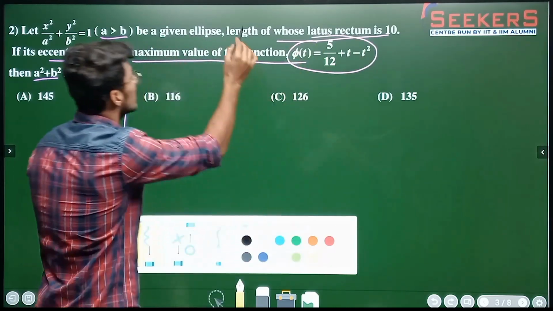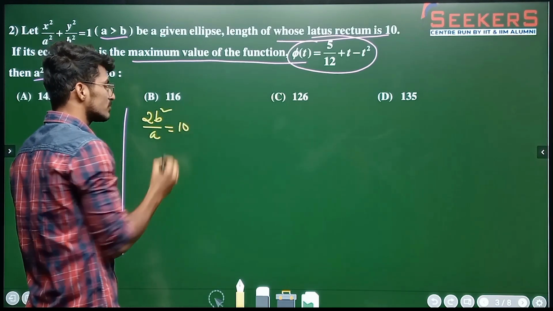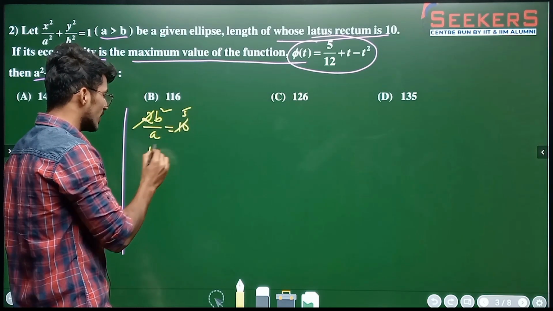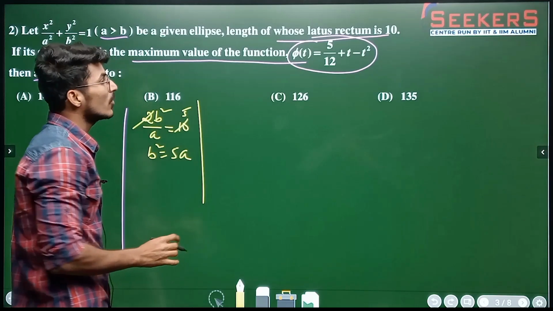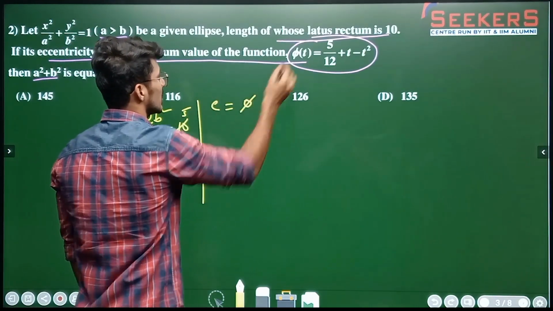Let me write. Length of latus rectum, which is 2b square by a, is equal to 10. From this can I bring a relation? So 2 fives are 10, so b square is going to be 5 times a. Let us keep this aside. And eccentricity is what? Eccentricity is the maximum value of the given function.